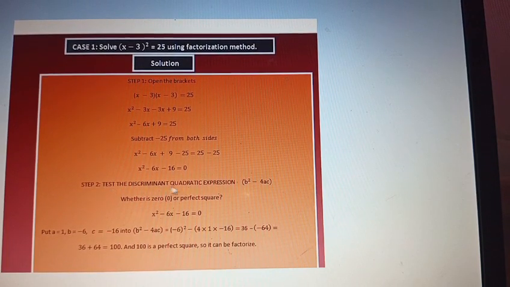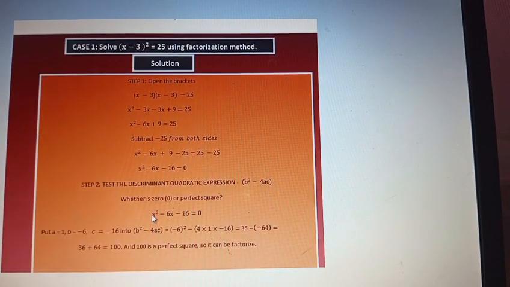Step 2. Test the discriminant, the quadratic expression b squared minus 4ac, whether it's 0 or a perfect square. The reason why we are doing it, we don't want to waste our time. We want to know whether this equation can be factorized or not. If the answer is 0, it can be factorized, and if the answer is a perfect square, it can also be factorized. s squared minus 6s minus 16 equals 0.